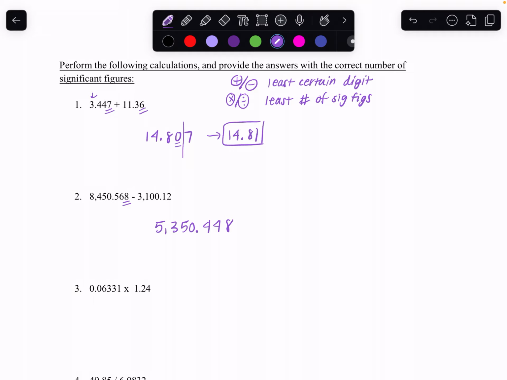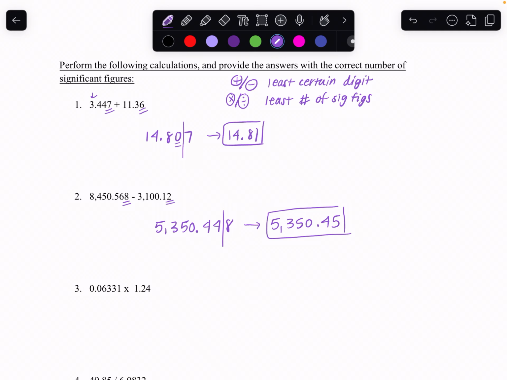If I move over to that 3,100.12, my 2 here is in the hundredths place, okay? So that is less certain than the 8 in my 8,000 number. So what I'm going to do is I'm going to say, well, I can only go to 2 after the decimal. So in my answer, I'm going to cut it off right there. Just getting rid of 1 digit, okay? Because there is an 8 there after the 4, it means I'm going to round that last 4 up. And my final answer should be 5,350.45.